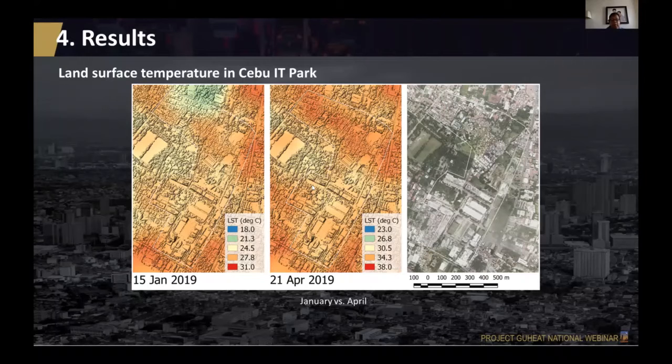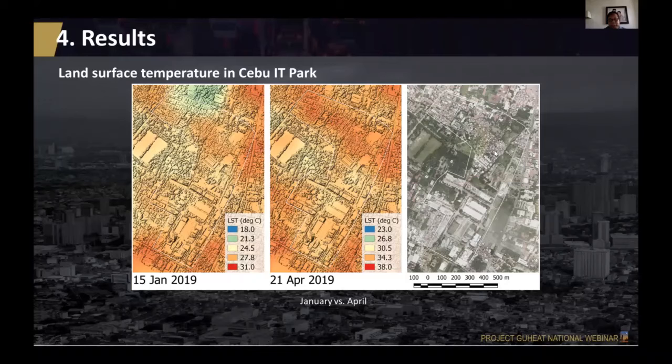These are the temperature maps in January, which is cooler, and April, which is hotter, last year. We can identify this area to be hotter compared to the surroundings. Also this area, and this area. The same thing can be observed in January, but the intensity of the land surface temperature is lower because this is a cooler month.